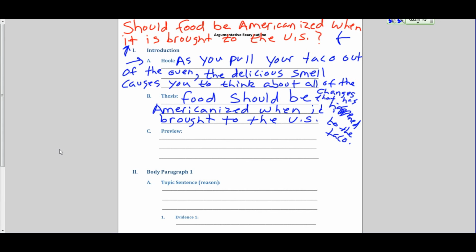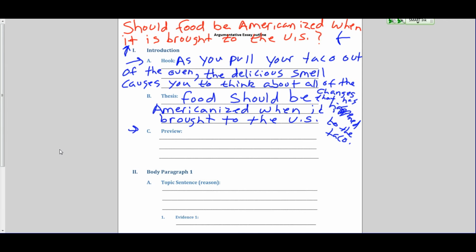Okay, now I'm going to go down to my preview. And what my preview does is it creates 3 reasons that are going to be the topic sentences of my body paragraphs. So when I'm thinking of my 3 reasons, I need to keep in mind that 1, they have to be big enough where I can come up with 2 pieces of text evidence, and 2, they can be changed. So if I come up with a reason and I don't like it when I start writing a body paragraph, then I can change it. That's one thing about writing, you can always change it to improve it.